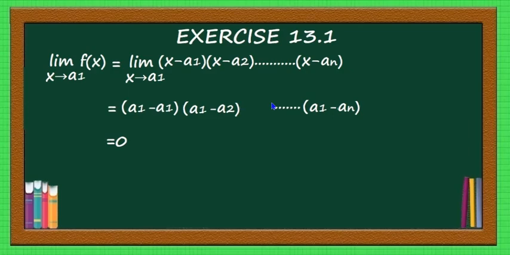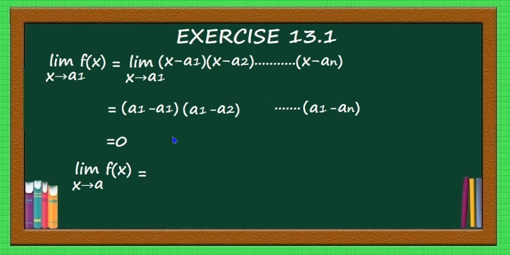And let us find the limit as x tends to a of f of x, where a is not equal to a1, a2, an. If a is equal to either a1 or a2 or an, the limit is equal to 0. Only one point is taken, that is a1, and even if it is a2, a3, and so on, it is equal to 0 only.